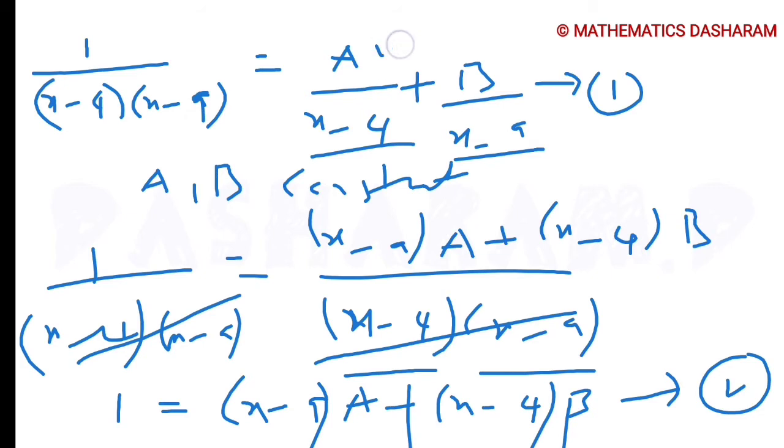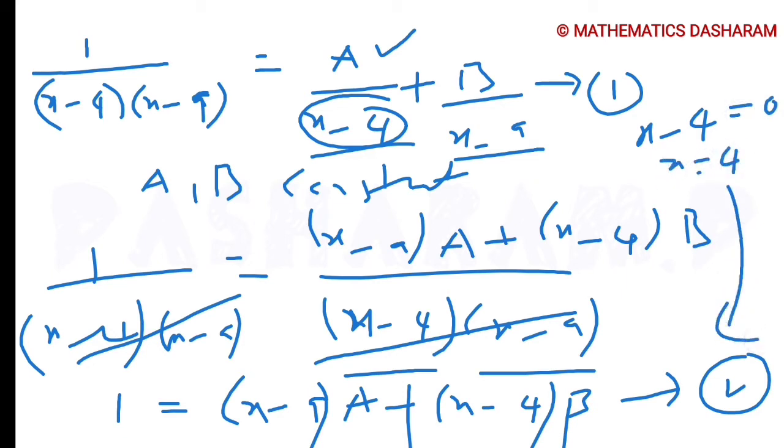To get the a value, its denominator is x minus 4. So x minus 4 equals 0, then x equals 4. Substitute this 4 in equation 2, then you will get the a value. Similarly, to get the b value, equate x minus 9 to 0, then x equals 9. Substitute in equation 2, then you will get the b value.